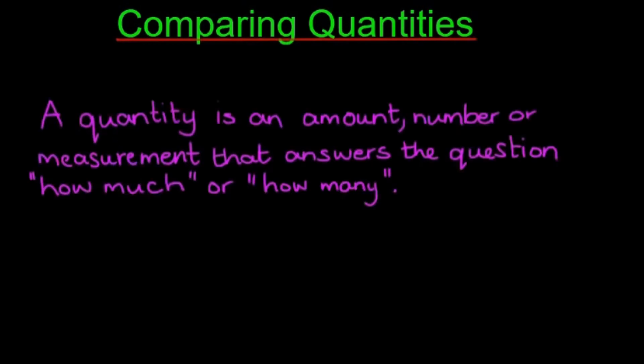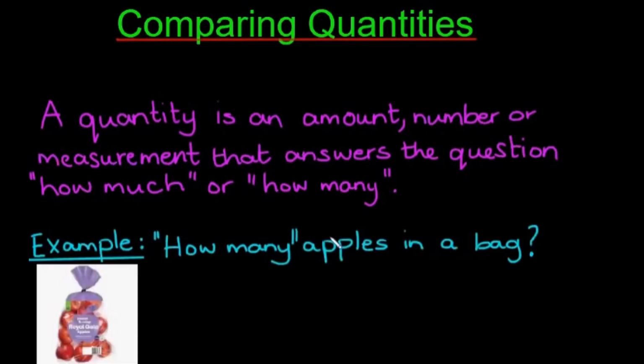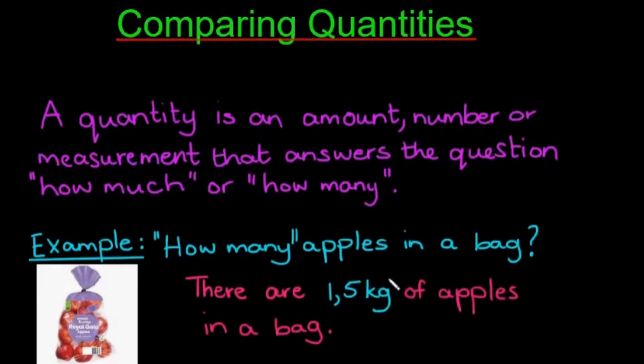So what is a quantity? A quantity is an amount or number or measurement that answers the question how much or how many. So when we think about this, we think of how many apples are in a bag. So this is a bag over here of apples, and if we zoom in quite closely, we will see that this bag of apples is a 1.5 kilo bag of apples. So this is a quantity of apples.